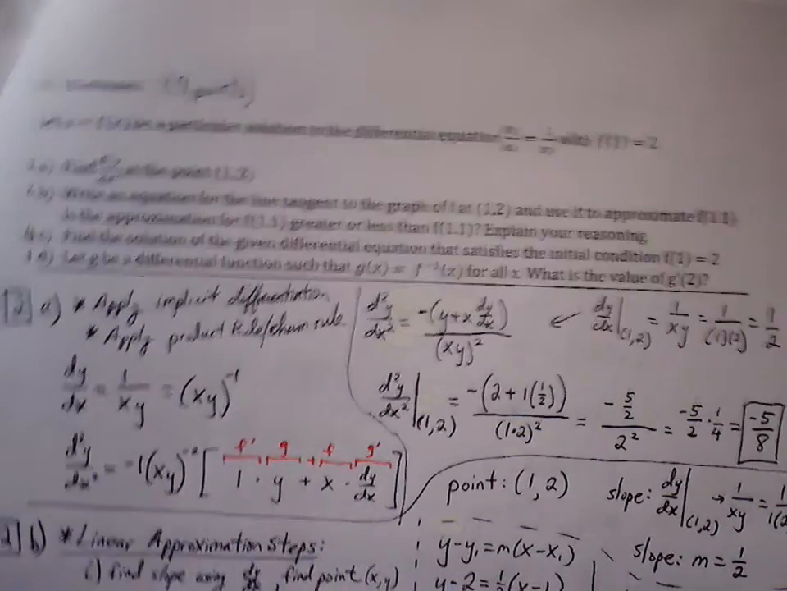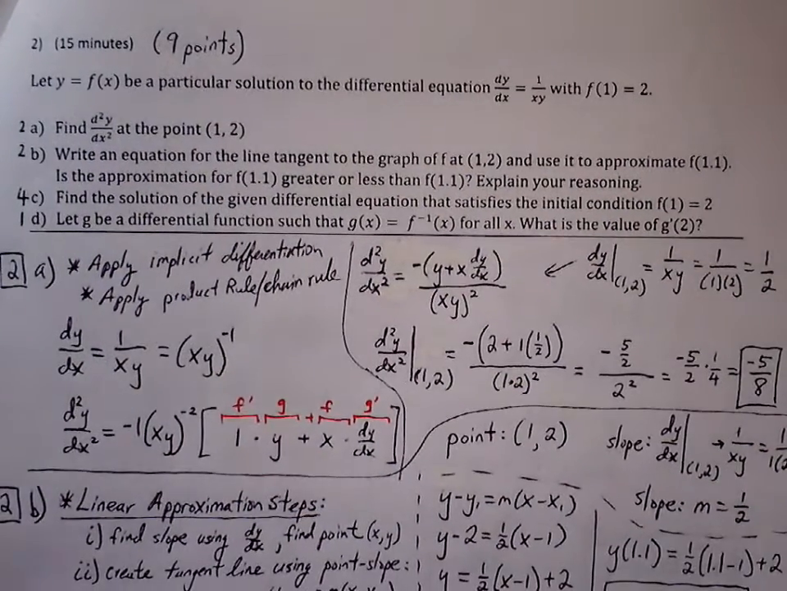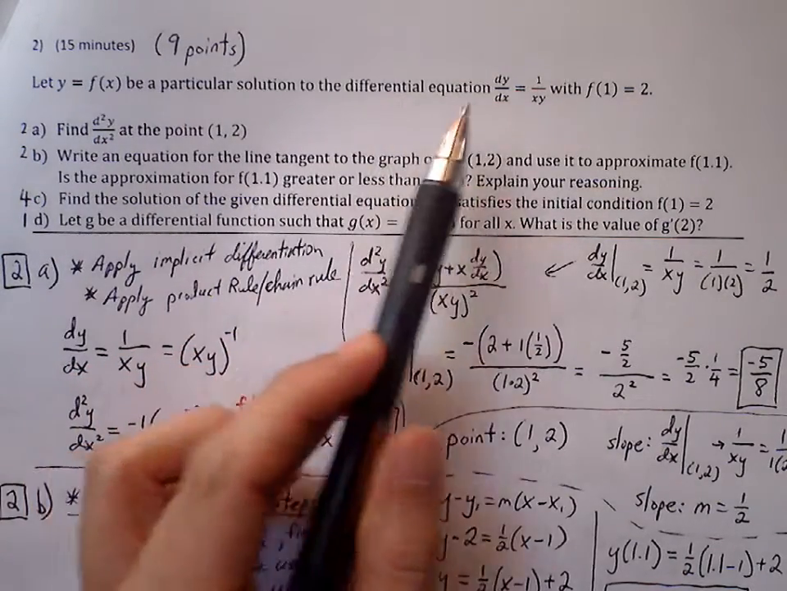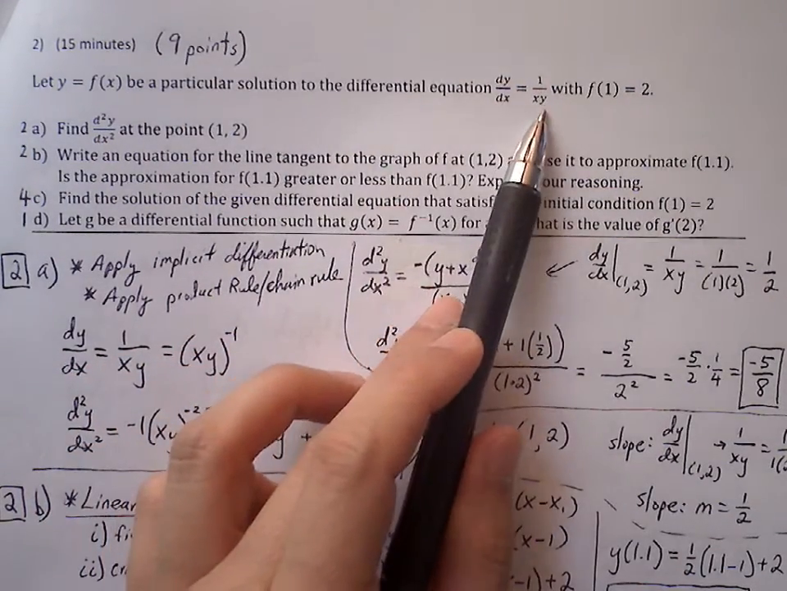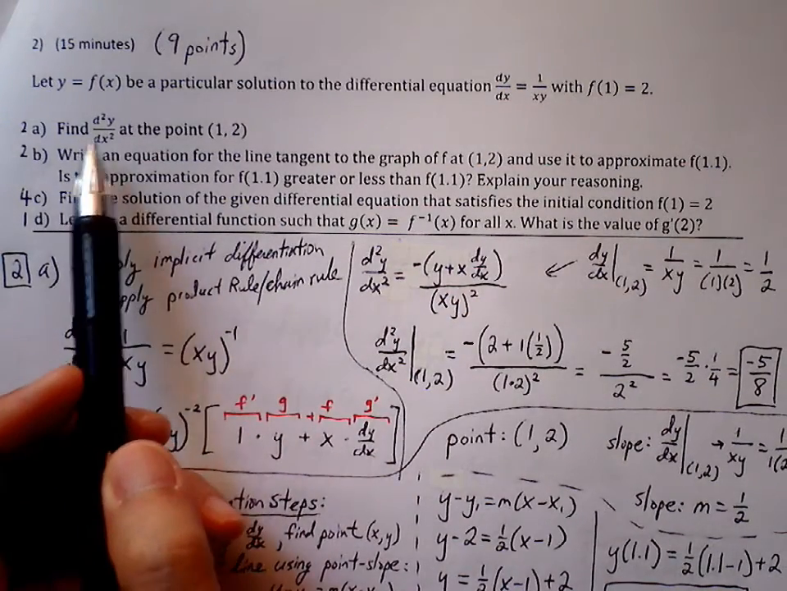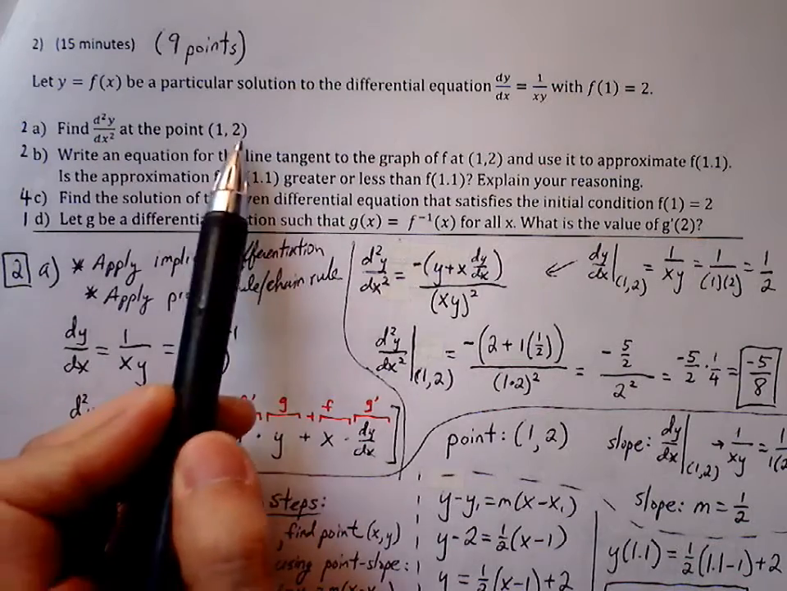This is number 2 off of the FRQ mock AP exam number 1. So let's read the problem here. Let y equals f of x be a particular solution to the differential equation dy/dx equals 1 over xy with f of 1 equals 2. Part A says find the second derivative at the point (1, 2).